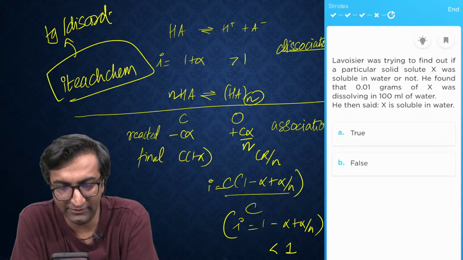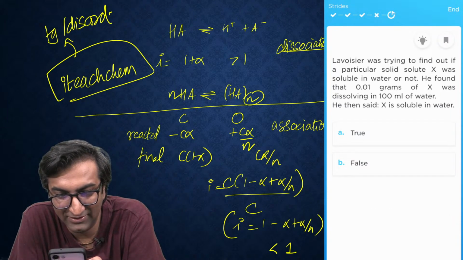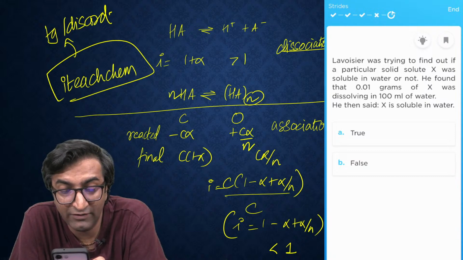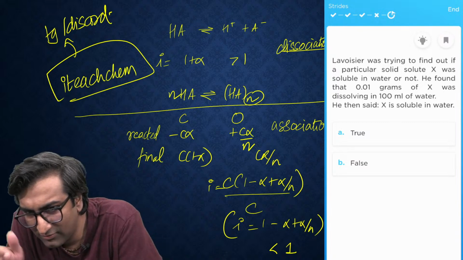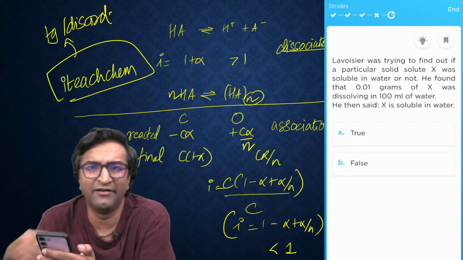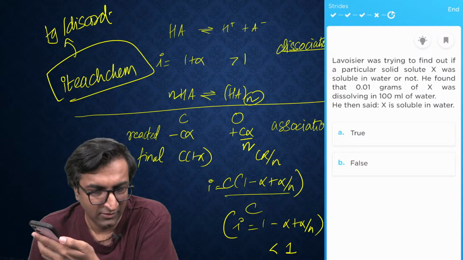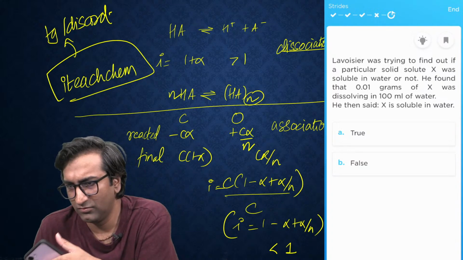Okay, let's see the next question. Lavoisier was trying to find out if a particular solid X was soluble in water or not. He found that 0.01 grams of X was dissolving in 100 ml of water. Is this soluble in water or not? 0.01 in 100 ml of water. Is there solubility with this or not?